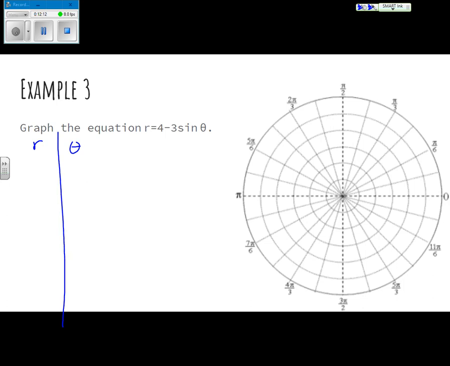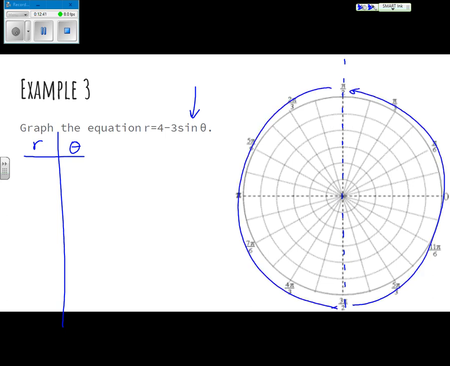R theta table. On my R theta table, now this time, look, what's different about it? I'm dealing with sine. If I'm dealing with sine, that means that I'm going to be symmetric with respect to this line, this vertical line. And so I just need to plug in all the points either on the right side of this line or all the points on the left side of this line. It doesn't matter which one, whichever points you think look nicer. I'm just going to randomly choose one. I'm just going to do the left side.